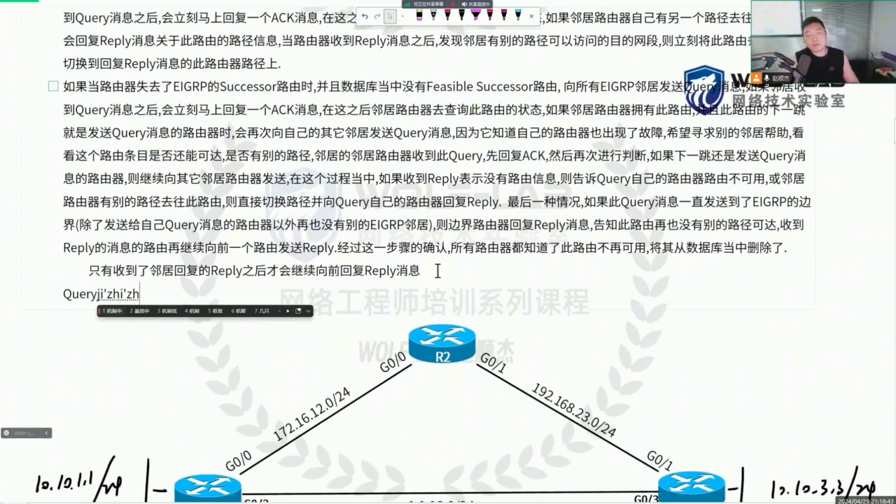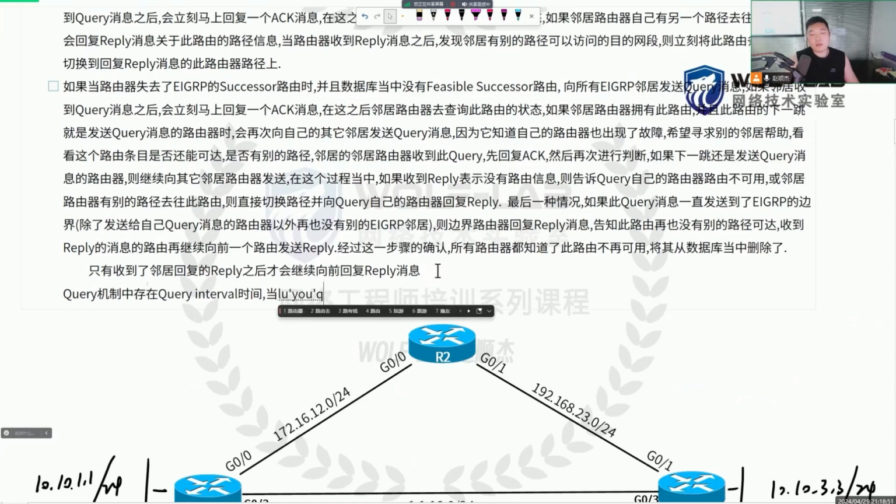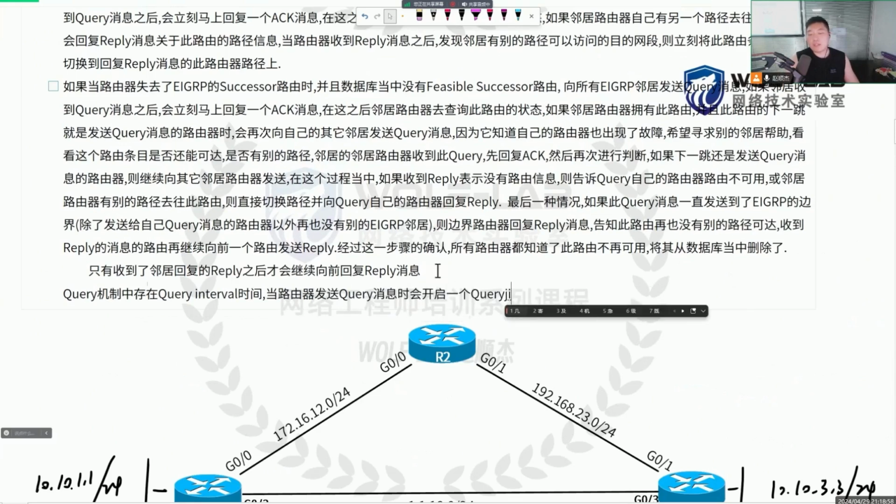So in our query timer, there is a query interval time. When the router sends a query message, it will start a query timer. The duration is 3 minutes, 180 seconds. Students, within this period, if it exceeds 3 minutes without receiving the neighbor's reply message, it is considered there is a fault with the link to the neighbor, and it directly disconnects and resets the EIGRP neighbor relationship.